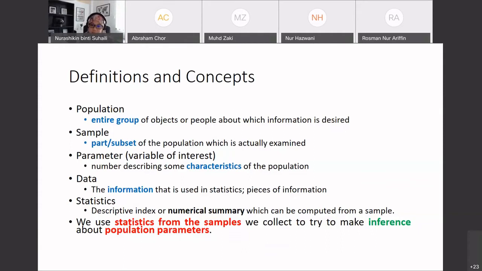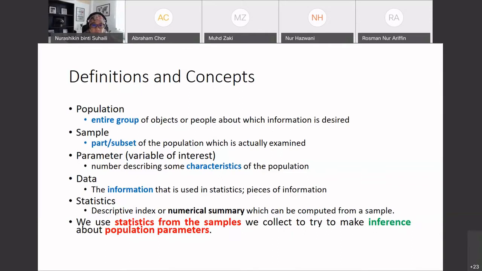So those are the samples under the population of Sarawak. But if, let's say, I define my population as Malaysia, then my samples can be the states, something that is smaller than that: Sarawak, Selangor, Sabah, Kedah, Johor. So those are the samples if I define the population as Malaysia. Sample is defined as the part or subset of the population which is actually examined. So you have to define it according to your context, according to your studies.